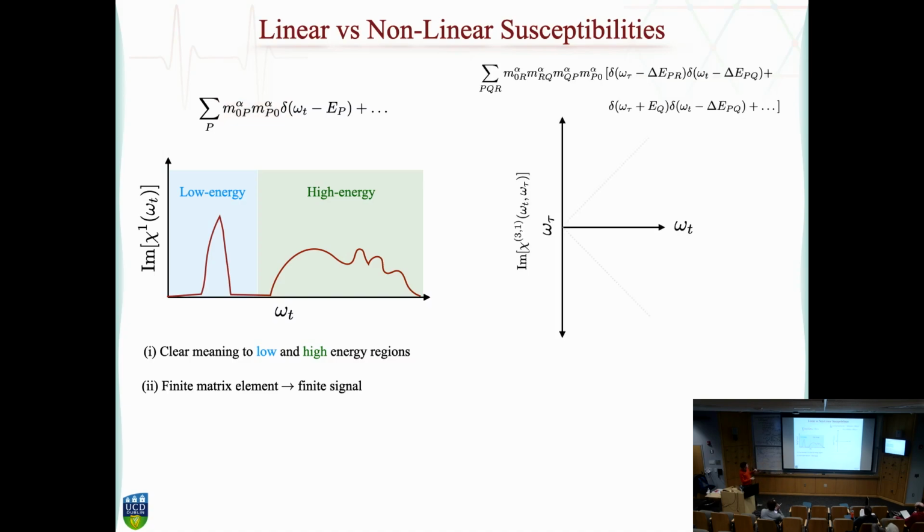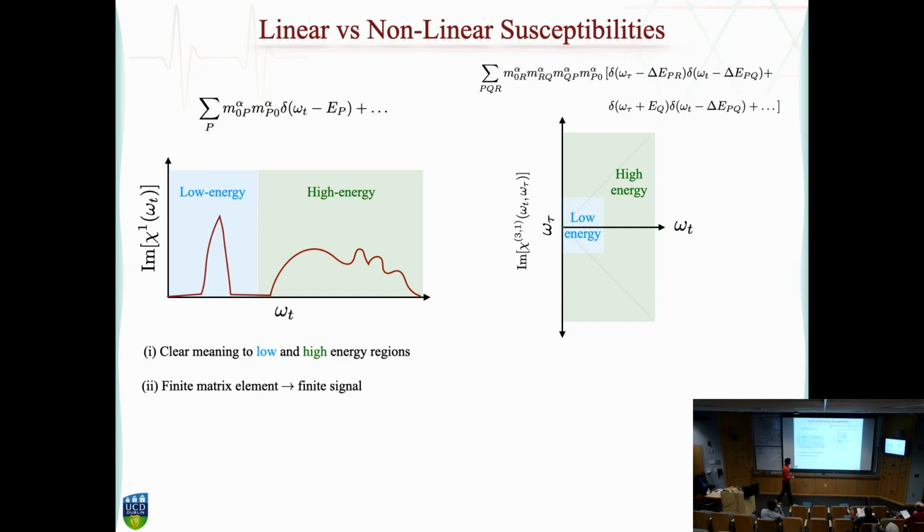So here's an expression for one of the chi3s. It has more matrix elements, because it has more operators in it, and it has a more complex structure of energy conservation. And so you might think that I could do something similar like this, where low energy is close to the origin or close to the axis, and high energy is away from that.